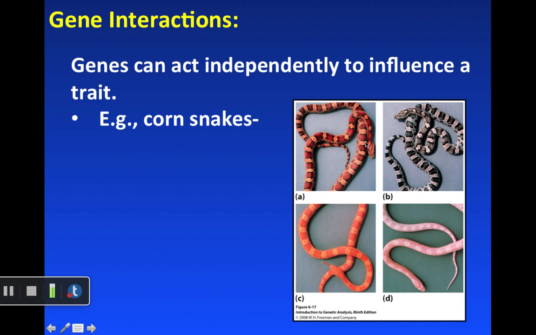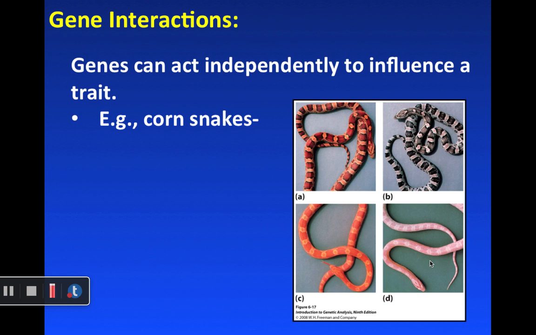So if you've ever seen corn snakes, they can come in a variety of colors. Top left, this is camouflage. These are snakes that produce both the orange and black pigments. So some snakes are camouflage, some are orange, some are black, and some are albino. And so there are 2 genes controlling the coloration of skin in corn snakes.